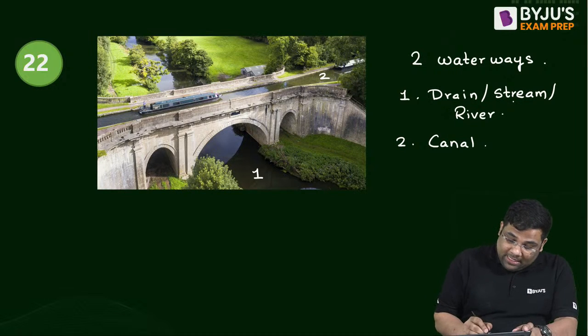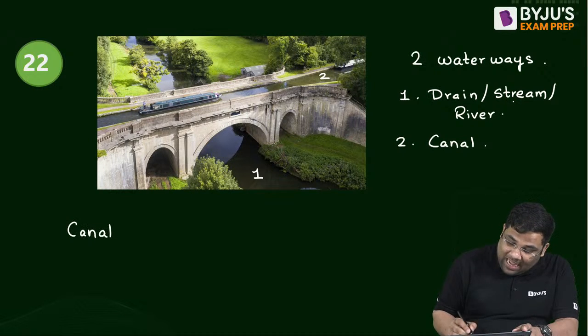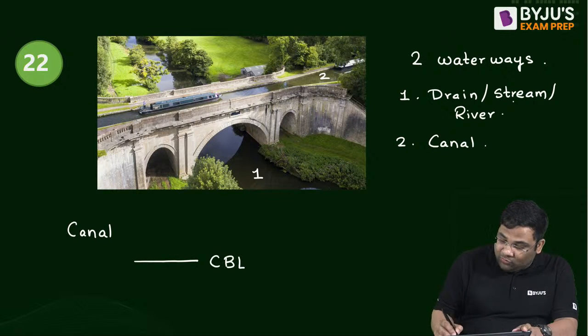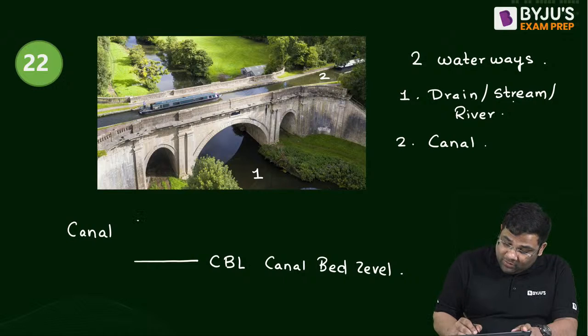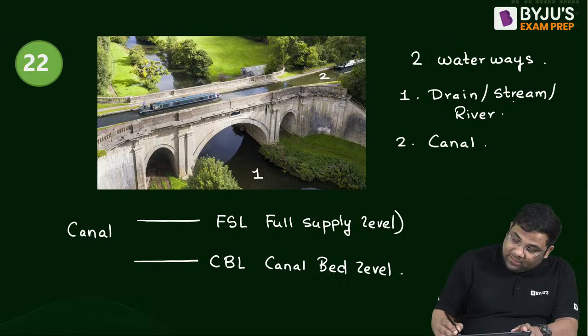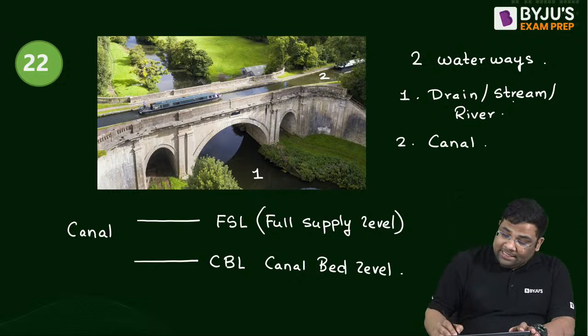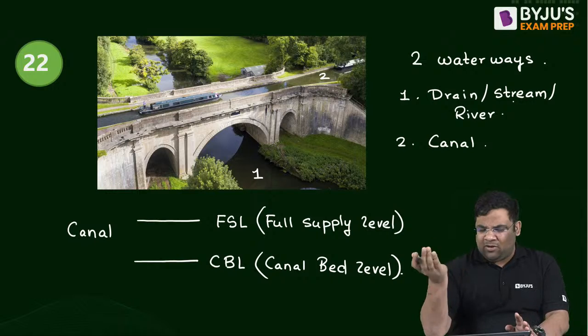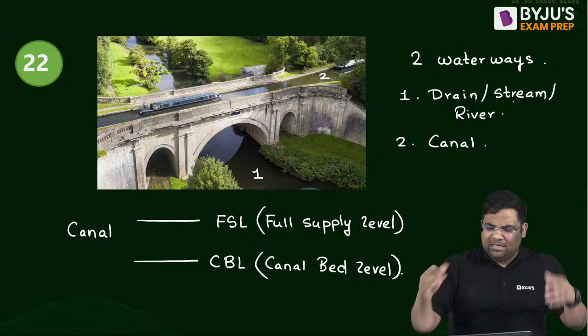Now, the canal will have two levels. Its base will be known as CBL, canal bed level. And its maximum flow will be known as FSL, full supply level. Understood these two terms? Full supply level and canal bed level. Very good. Canal, very easy. In a canal there will be a bed, and obviously it will have a full supply level also.